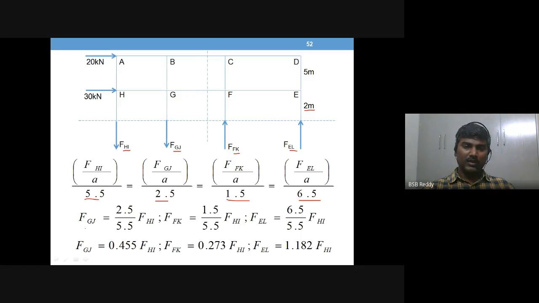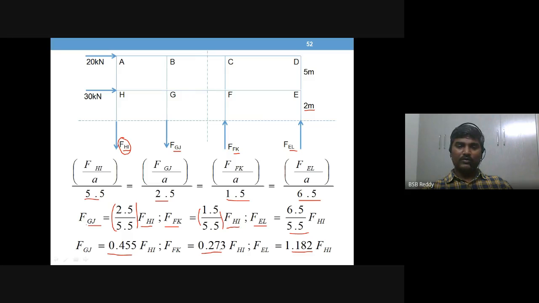And now you relate each one to the first axial load. That means the second column axial load is equal to some constant into the first column axial load. Something like that. The third column axial load is equal to a constant into the first column axial load. Similarly this one, EL, also. Okay, so you have got again the same relation with different numbers.